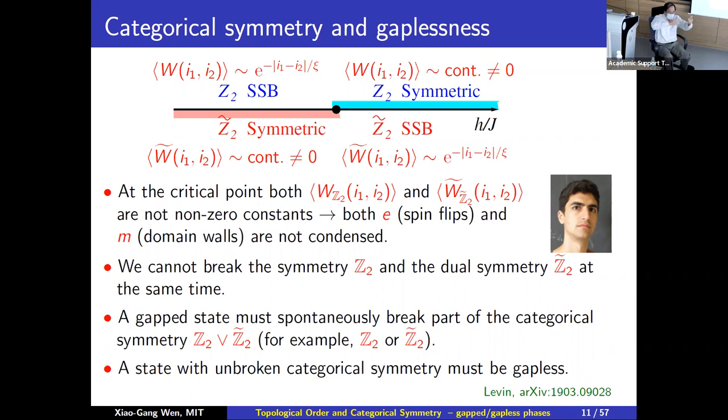It's again associated with a non-trivial mutual statistics. This non-trivial mutual statistics actually has some connection, a flavor of anomalies. So this categorical symmetry enforces the gaplessness condition. It's almost like anomalous symmetry enforcing the gapless condition. It's the same flavor, but this one is more systematic. Later we'll show that indeed, if a categorical symmetry is not broken, the boundary must be gapless.